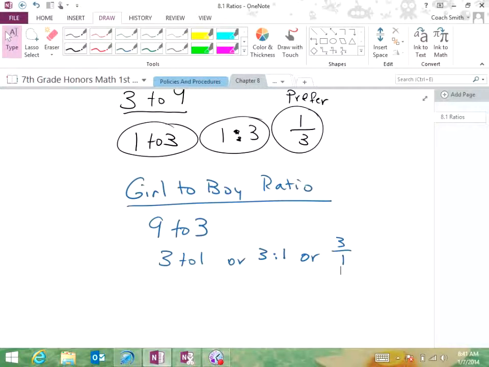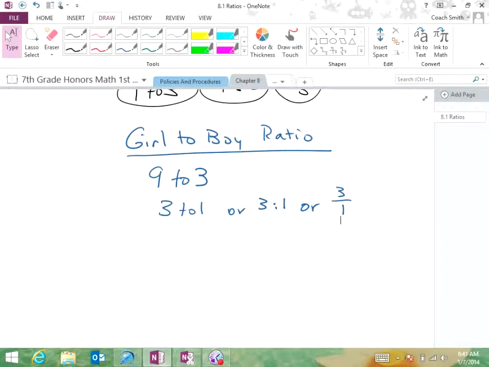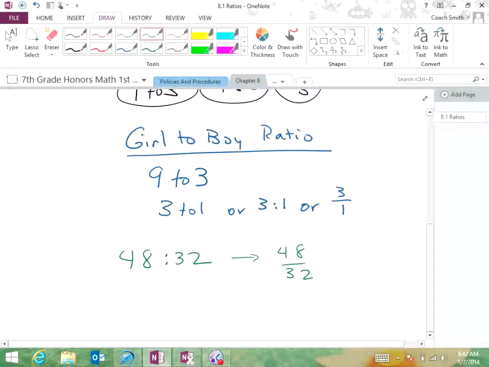Okay, just like if, let's make it up, let's say we had 48:32. And they want us to write that as a ratio in simplest form. Okay? So first of all, we're going to take it and make it a fraction. 48/32. Can 48/32 be reduced? Okay? What can it be reduced to?